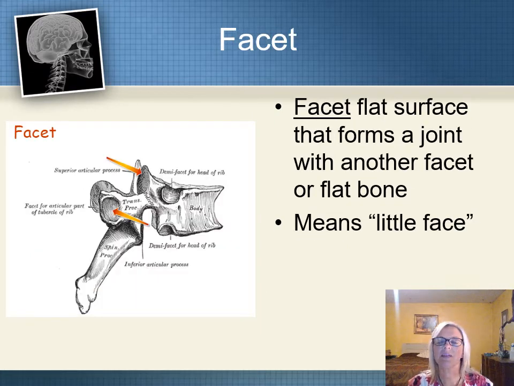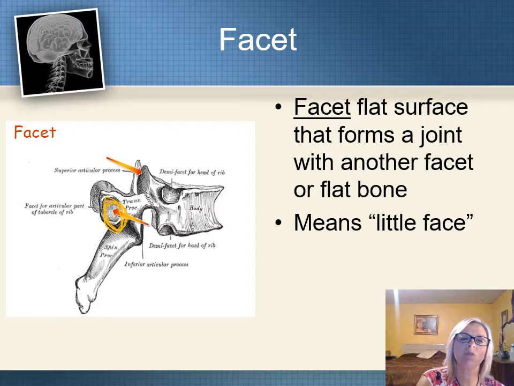A facet is a flat surface that forms a joint with another facet or flat bone, and it literally means little face. And so we see these on the vertebrae here. So it's this little flat portion. This one's almost a little sunken in, and then there's this flattened portion where we can have some articulation, which means some movement between the bones.